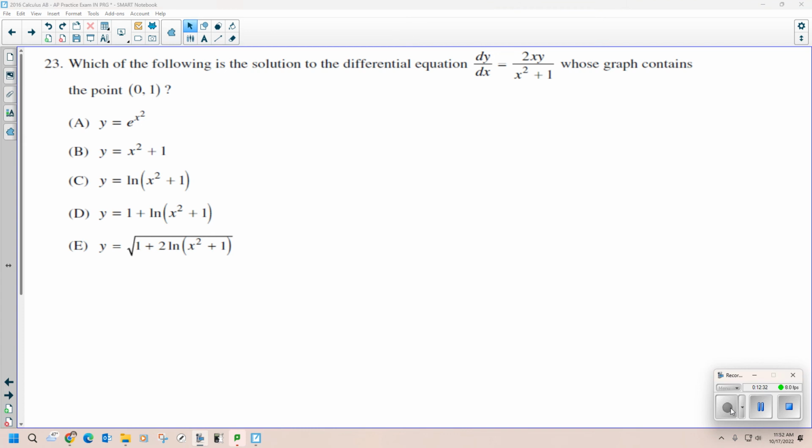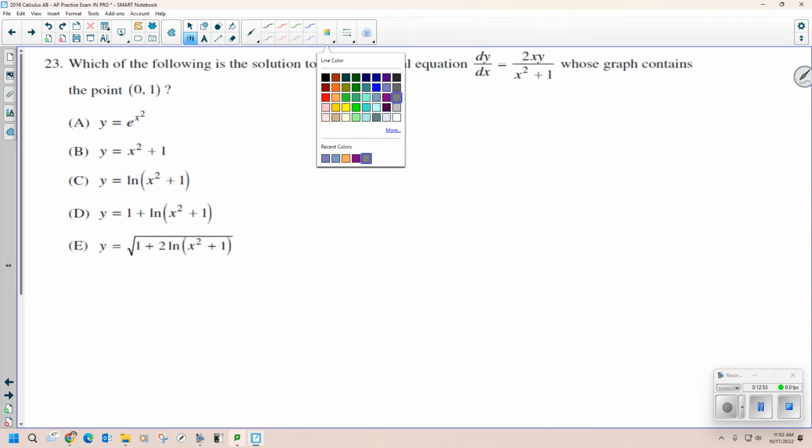23. Which of the following is the solution to the differential equation dy/dx equals 2xy over x squared plus 1, whose graph contains the point (0, 1)? Notice my answers. First, let's look at our answers. Let's go here, that's great.